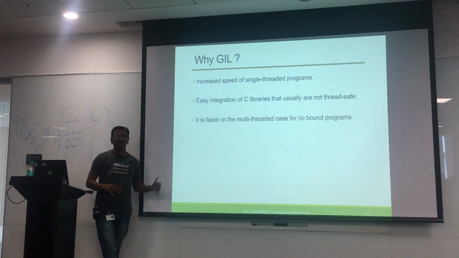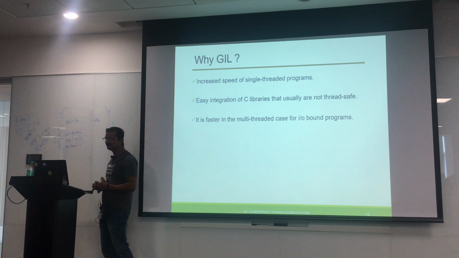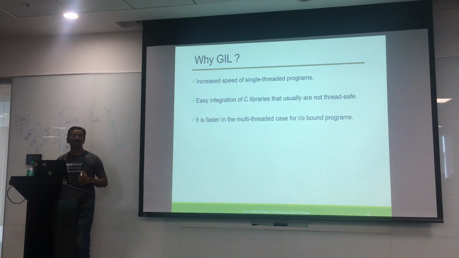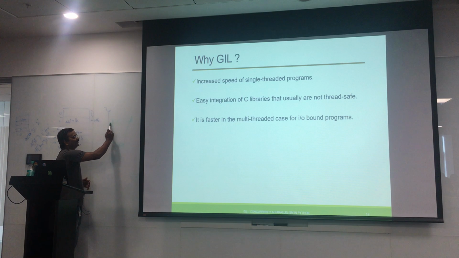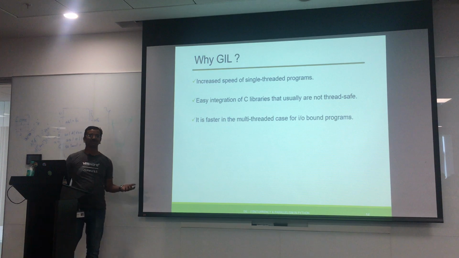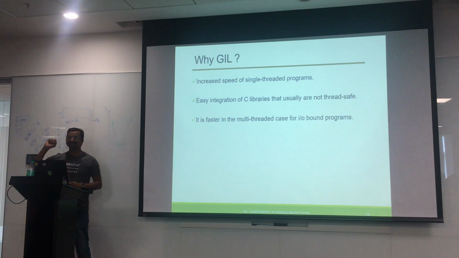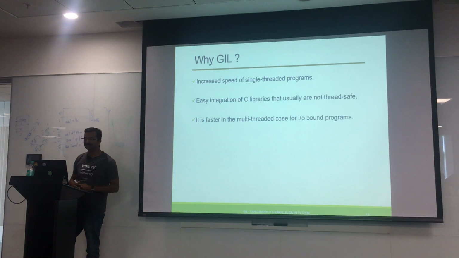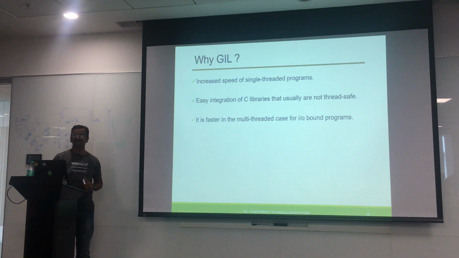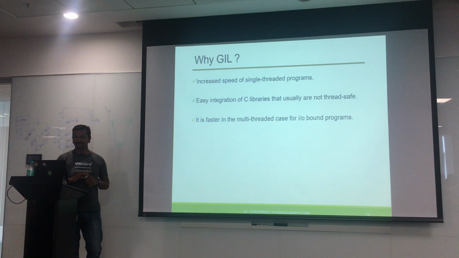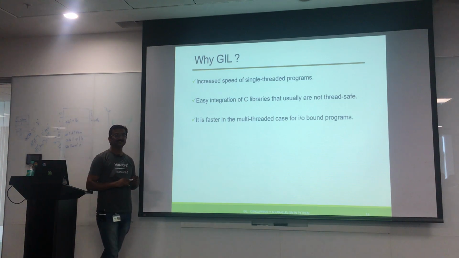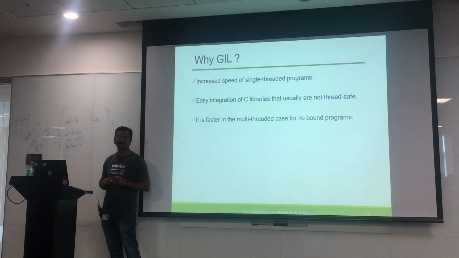Then if all this battle is happening, why is the GIL required? If we have locked it here, no thread-unsafe code will go inside, or if it is going, no problem. It's already been locked. Nothing will happen if only one thread is executed at a single time. So single-threaded programs will perform better, and it allows easy integration of C libraries which are not thread safe. It's faster, and you will achieve performance if your program has a high amount of operations.